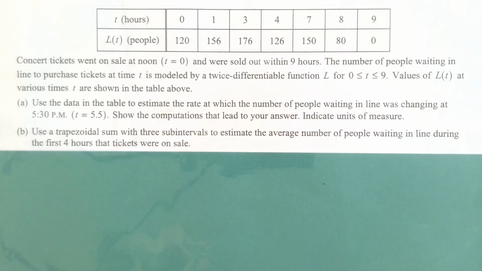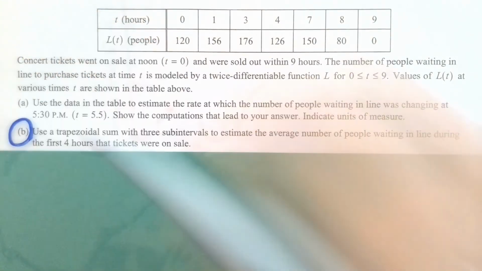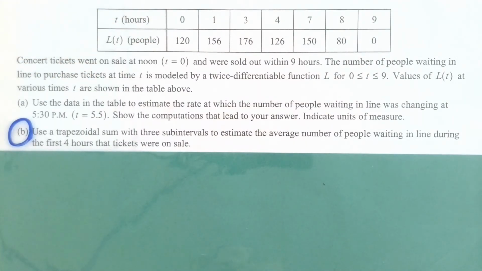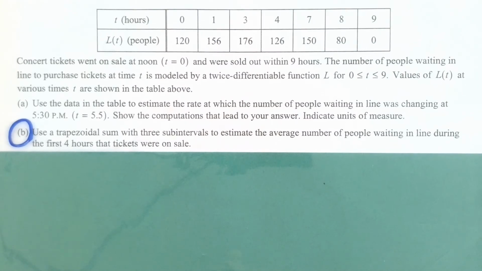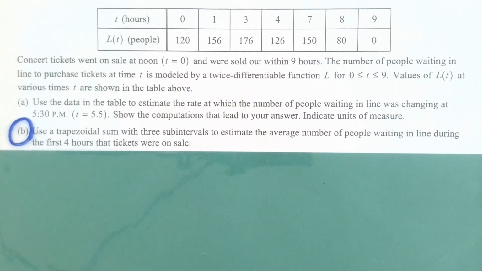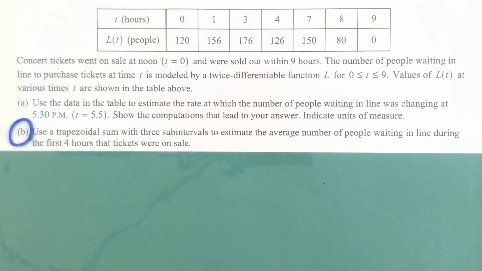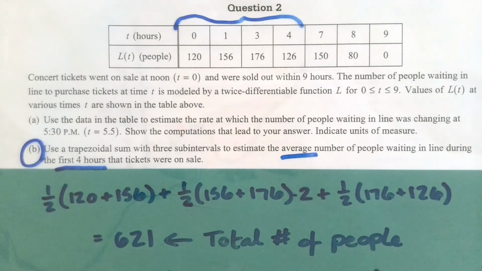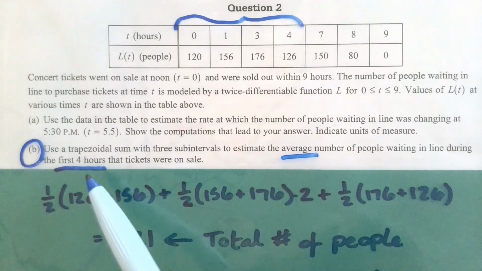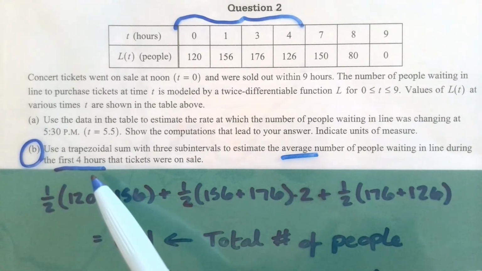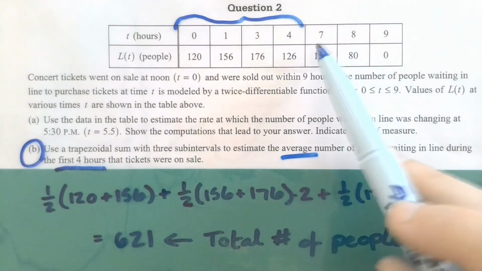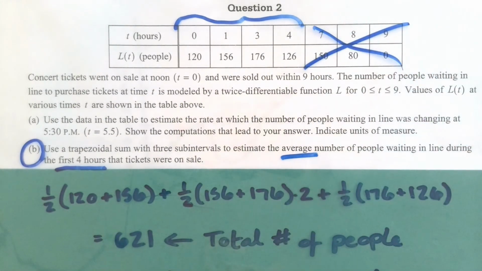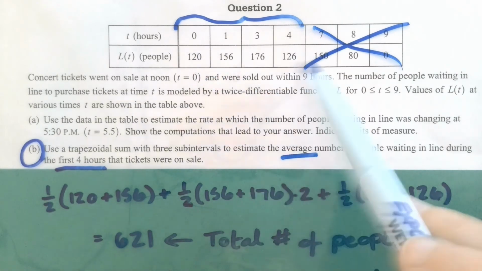Okay, so this next one is a trapezoidal sum, and we're just focusing on part B here. But I do want you to go ahead and see if you can set this up on your own. Make sure you are reading the whole question. So a few details that we need to pick out of this question. First, the fact that we're talking about the first 4 hours. So I don't even care what's happening for this 7 to 9. I want to focus just on this part.